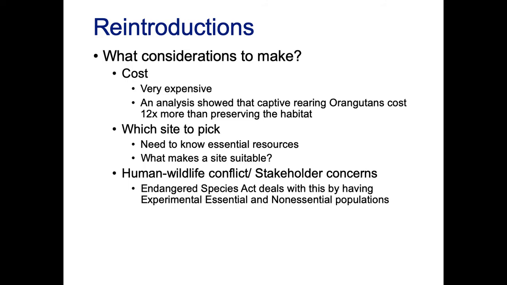We also need to think about human-wildlife conflict and stakeholder concerns. Stakeholders are people that live in the area, and something about the reintroduction might affect how they live or their businesses, economics, things like that. One way the Endangered Species Act deals with this is by having experimental essential and non-essential populations. An experimental population is one where a reintroduction is taking place. And if it's deemed essential, then that endangered species is protected very strongly under the Endangered Species Act.